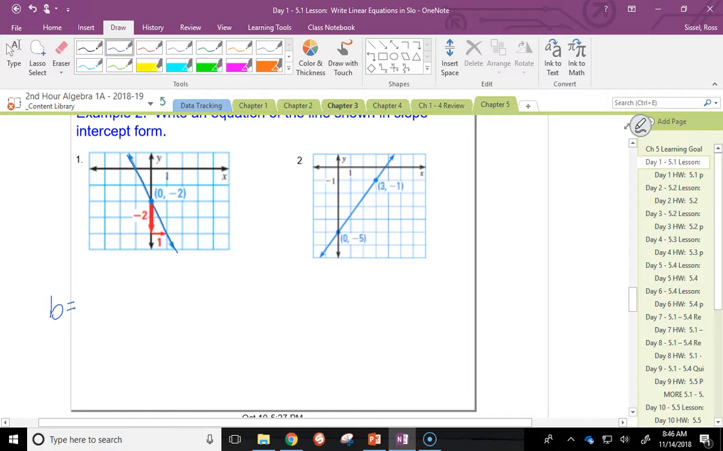Oh, that one. -2. Well, right here, it's at -2. It even tells me it's right there. Y-intercept is -2. What's the other piece of information I have to know? Joshua? You gotta know your slope. Okay, what is my slope on this one? -2 over 1.